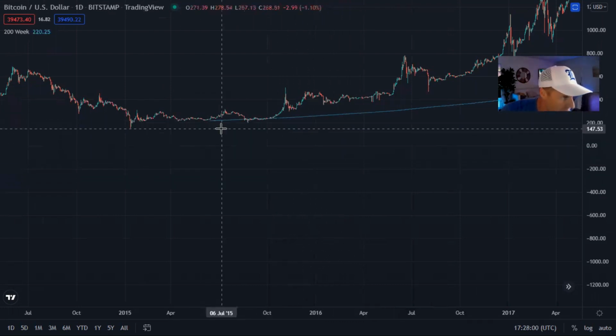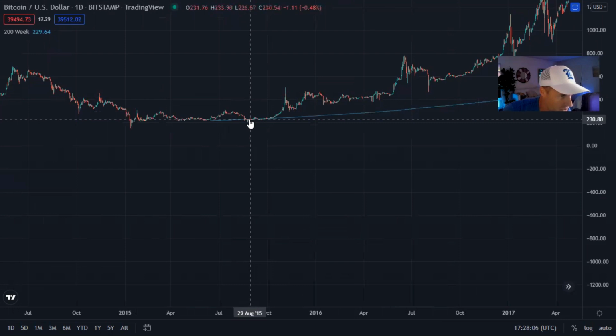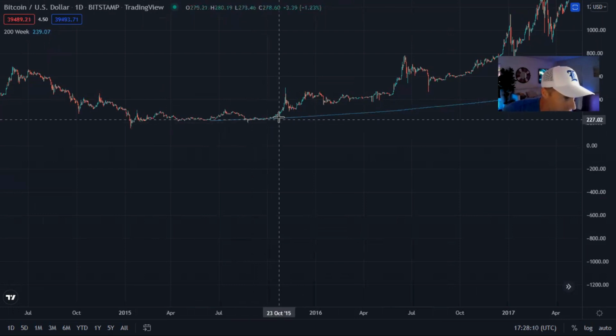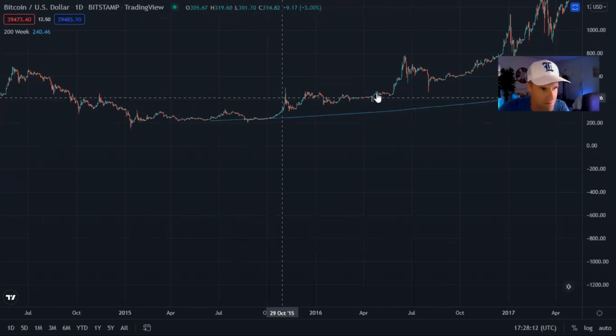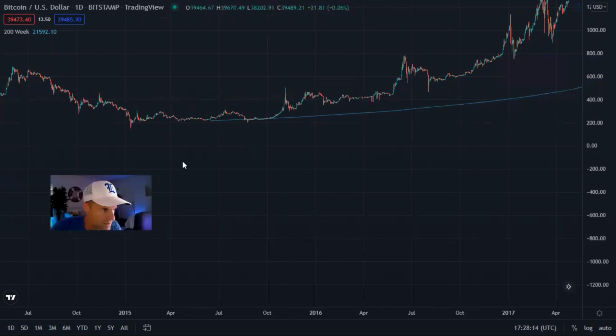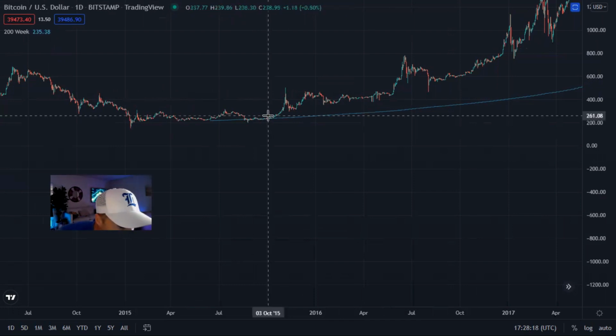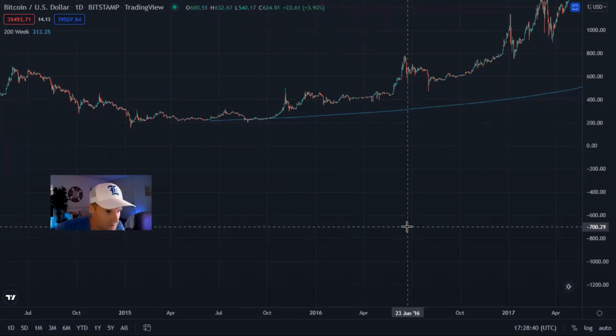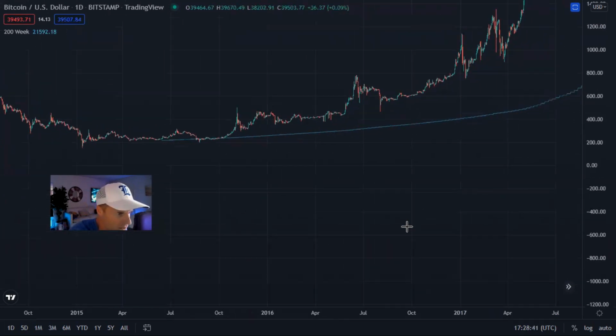You see a pump here, it comes back down and touches this 200 weekly moving average. And then we had this big run up. Hang on a second, let me move myself here because I know I'm in the way, as always. We have this nice run up here.